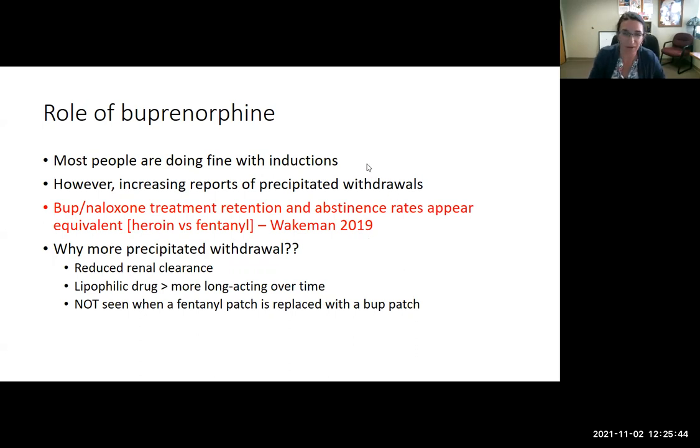I think that it can be harder, these initiations for sure, but we do still recommend that, they seem to be doing fine once they transition on to the buprenorphine. There are increasing reports of precipitated withdrawal, and really, though the buprenorphine treatment retention and abstinence rates seem to be equivalent in this study from Wakeman, looking at heroin versus fentanyl.